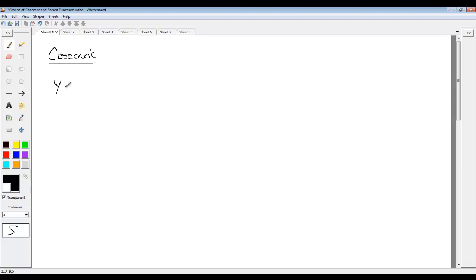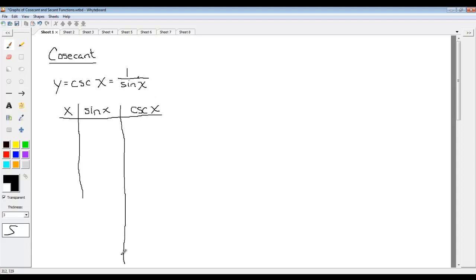Okay, the cosecant of x, again, is reciprocal of sine, so it's the same thing as saying 1 over sine x. And graphing it, you basically are graphing 1 over sine x. So let's say you have an xy table here, x, and let's compare sine x values versus cosecant x values. And then once we do the table, we'll plot them and also see what they look like in graph form.